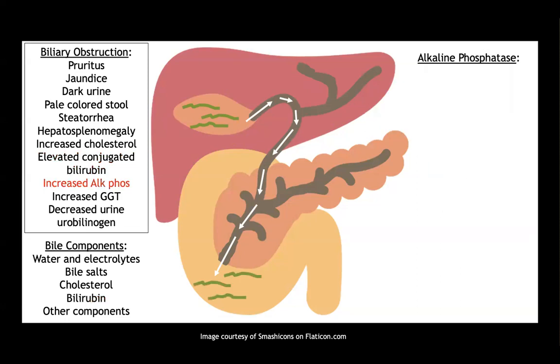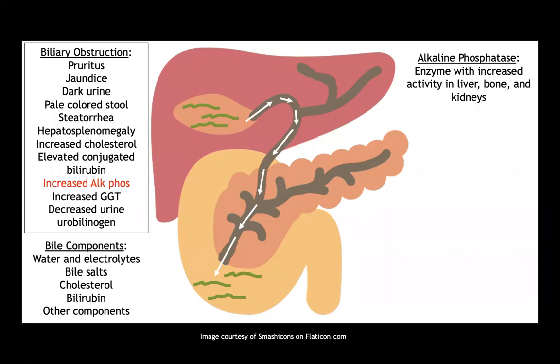Let's move on to some other lab values. So the classic, what they call cholestatic liver function tests or obstructive liver function tests that I talk about in the liver section, is having elevated conjugated bilirubin and elevated alk phos. We already talked about the conjugated bilirubin. So now let's go with what's alkaline phosphatase.